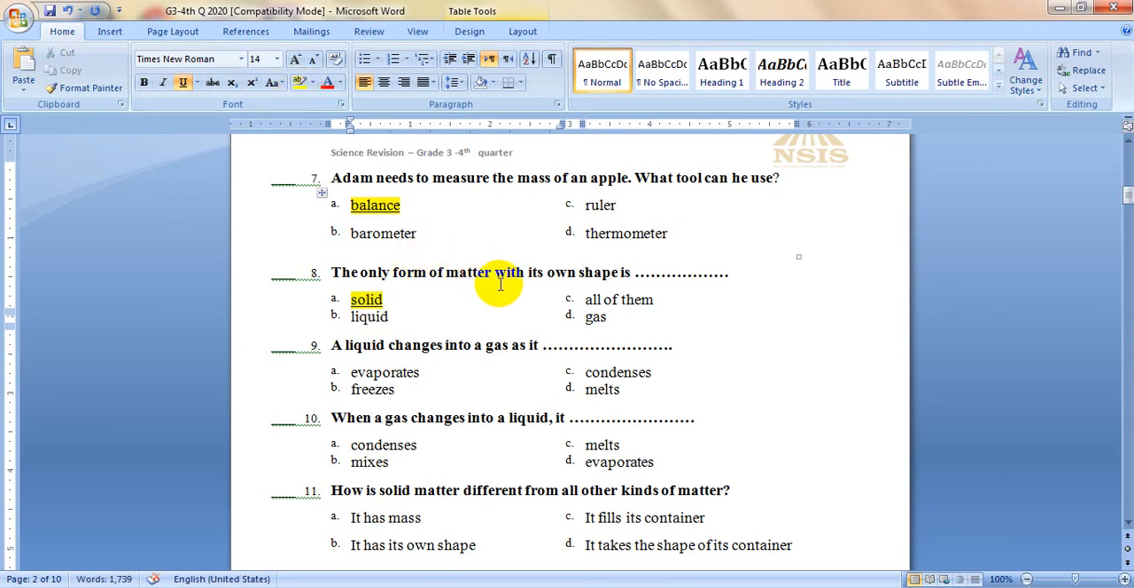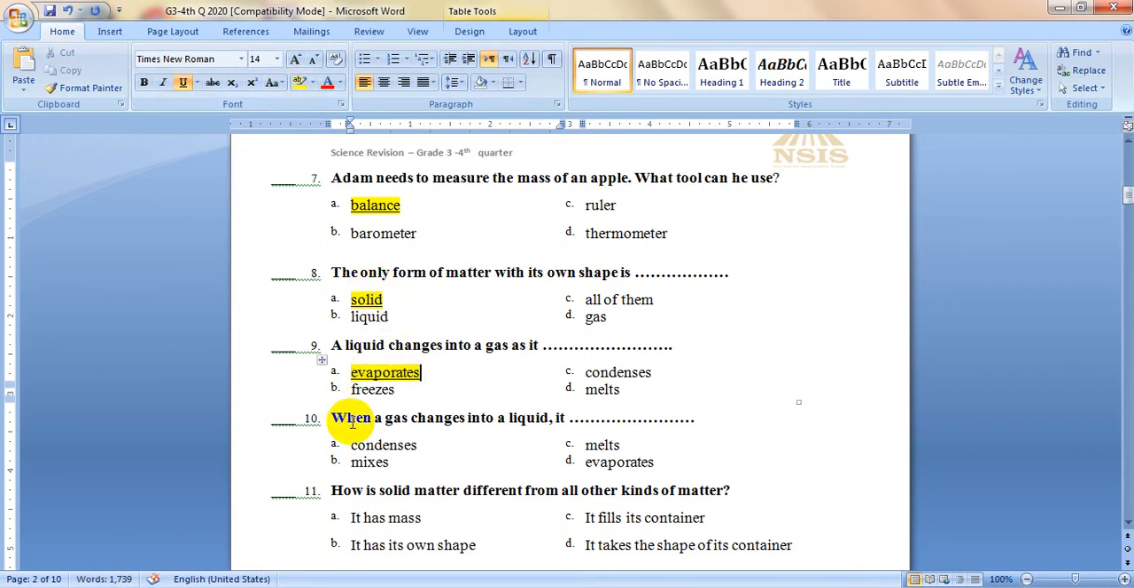The next question, number 9. A liquid changes into a gas as it evaporates, freezes, condenses, melts. When a liquid changes into a gas, like water changes into water vapor, it evaporates.